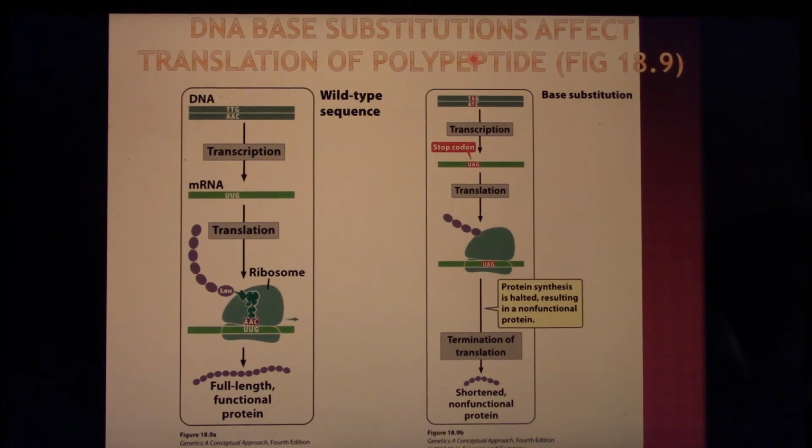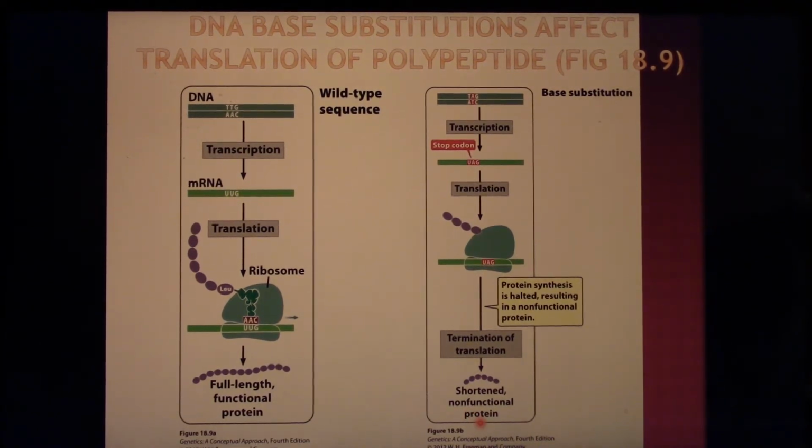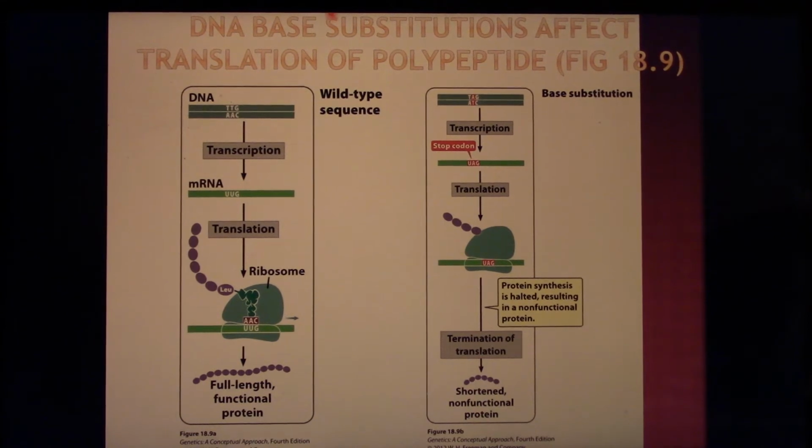So DNA-based substitutions affect translation of the polypeptide. Here you've got a transcript that is being translated. You get a nice full-length functional protein. If instead you have a nonsense mutation caused by a base substitution, you're going to get a shorter, truncated protein. Termination of translation gives a non-functional protein. So this is how base substitutions can affect translation of your polypeptide.